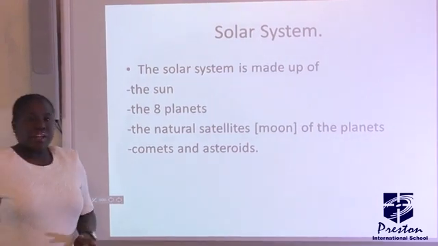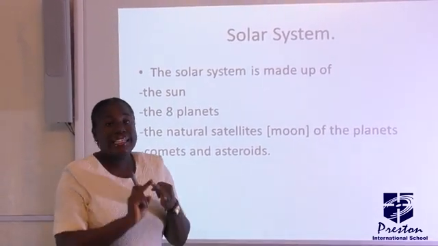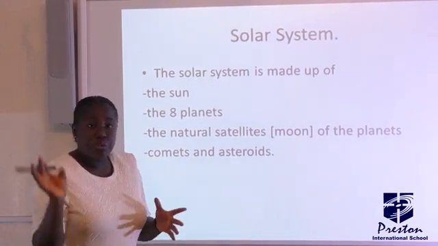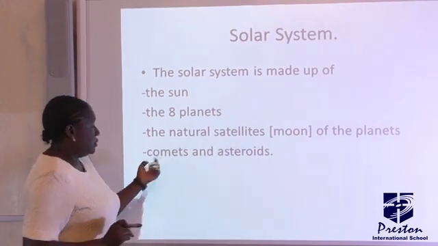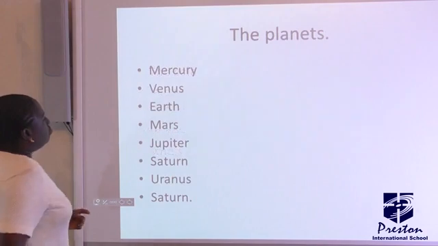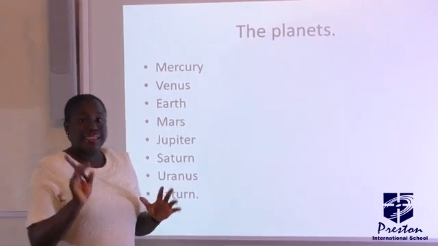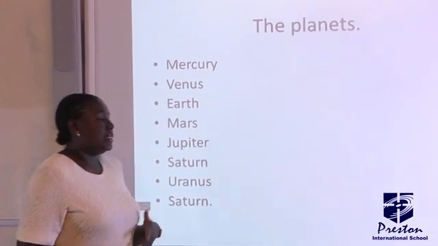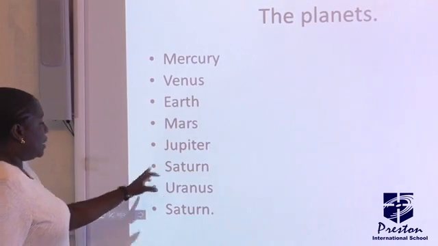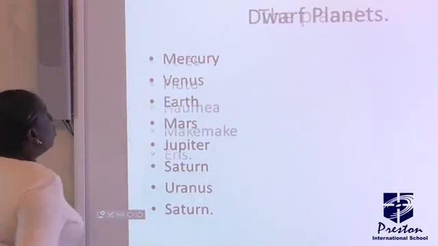Solar system. Now the solar system is made up basically of the sun, the 8 planets, the natural satellites, that is the moon for each of the planets, and the comets and asteroids. The planets. We used to have 9 planets before, but now we have 8 planets, which are Mercury, Venus, Mars, Jupiter, Saturn, Uranus, and Saturn.